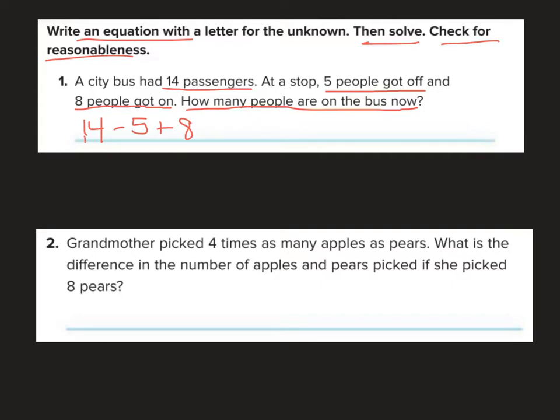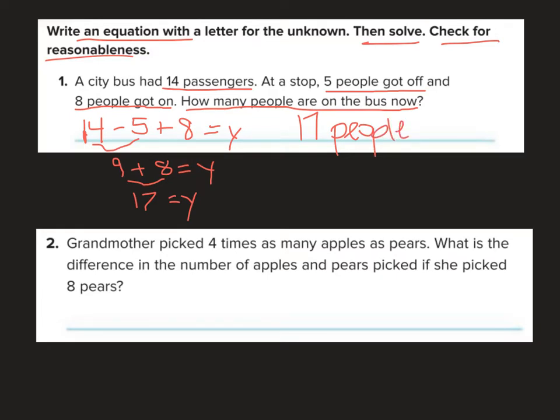So here, we need to write an equation, so I better get my equal sign, and I'm going to put y. That's going to tell how many people are on now. So if I solve, we have subtraction and addition, so I need to work from left to right, just like how we read. So I'm going to do 14 minus 5 is 9, plus 8 equals y, bring everything down. And 9 plus 8 will get me to 17. So now there are 17 people on the bus. So I'm going to write 17 people on the bus.